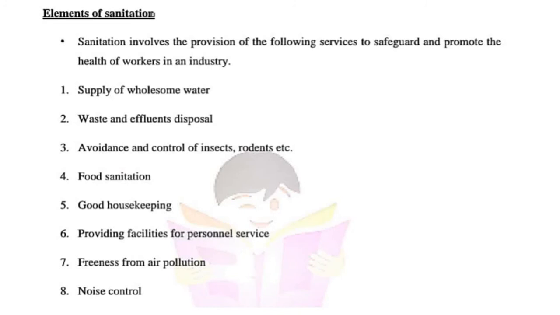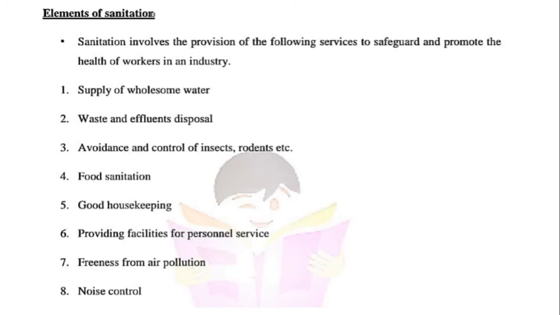Then food sanitation. Food sanitation can be monitored by clean handling of food and food items by cooks and servers. Food should be covered. Refrigeration of food items should be used. Then proper planning of the kitchen layout.